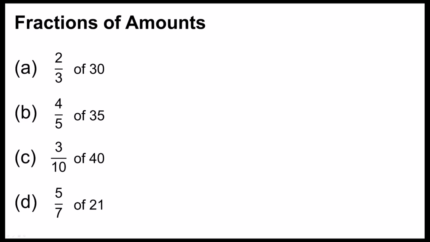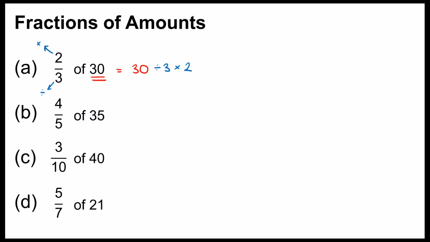In my first question, I'm asked to work out 2/3 of 30. I can start by writing down the amount that I'm finding the fraction of. So in this example, it's 30. Next, I need to remember to divide by the bottom and times by the top. So that means I'm going to take 30, divide it by 3, and then times by 2.